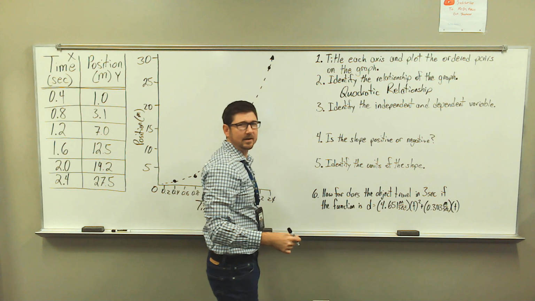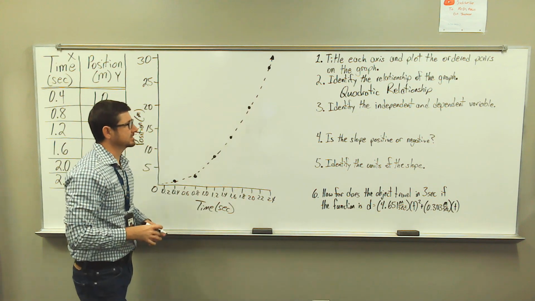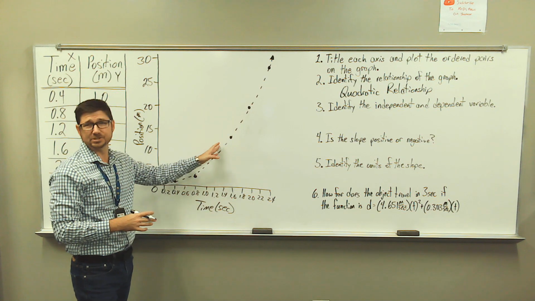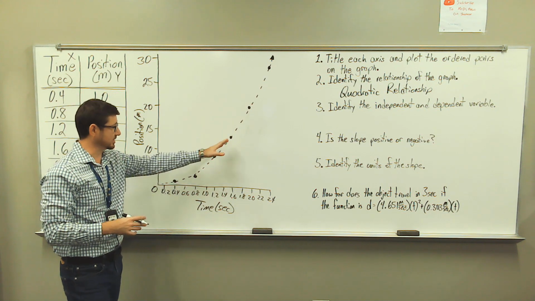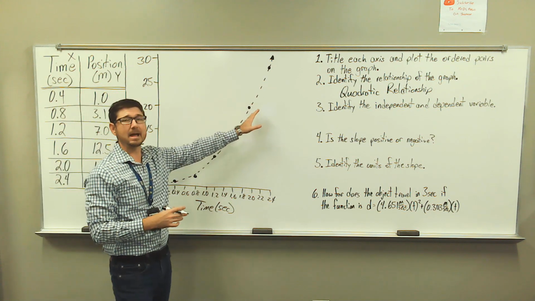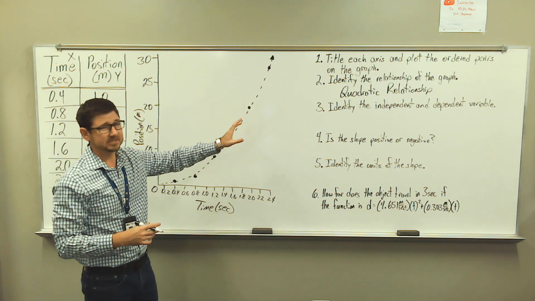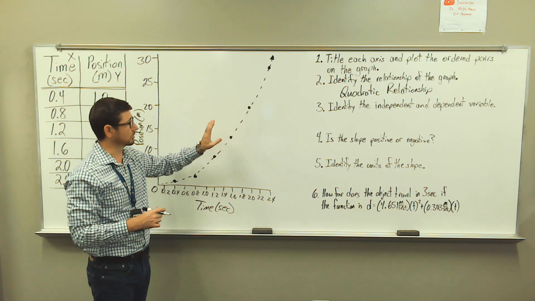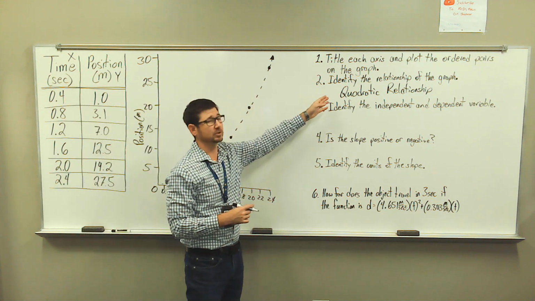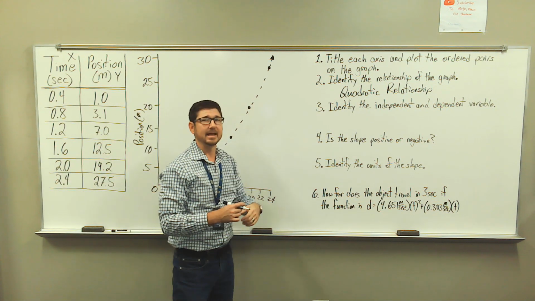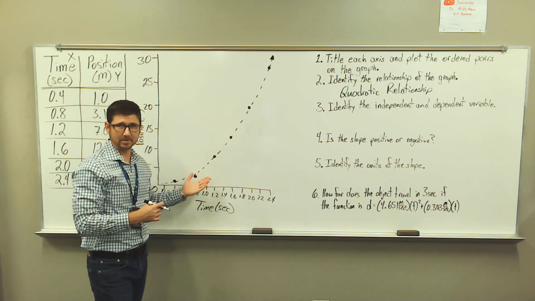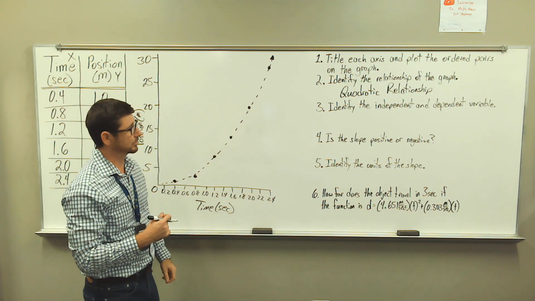Now, one thing that we need to be very careful of is when we identify the relationship, we don't want to describe the shape of the relationship. So the shape is a parabola. And if we called this a parabolic relationship, that would not be correct. The correct terminology is a quadratic relationship. And we describe the shape as a parabola. Okay, so we have a quadratic relationship.